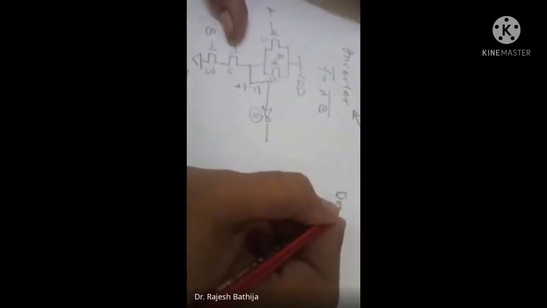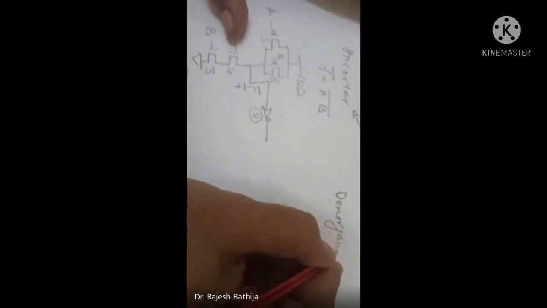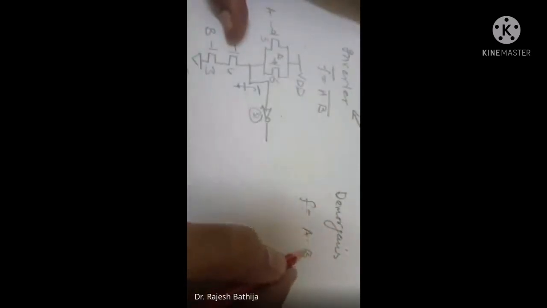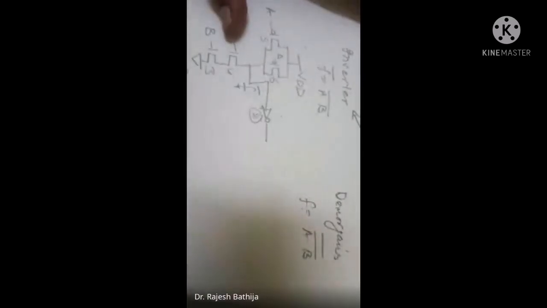In De Morgan's method, F equal to A dot B bar whole bar. This we have to implement using De Morgan's. In De Morgan's, we first have to open this up, and then we keep this. The second inverter will be implemented by CMOS. First we have to open with De Morgan.